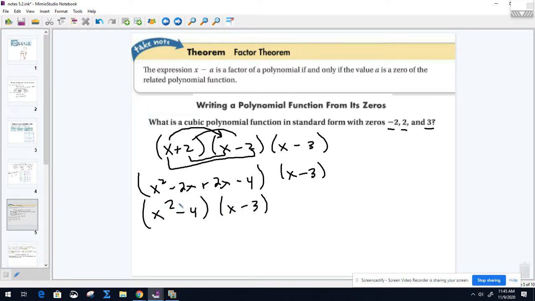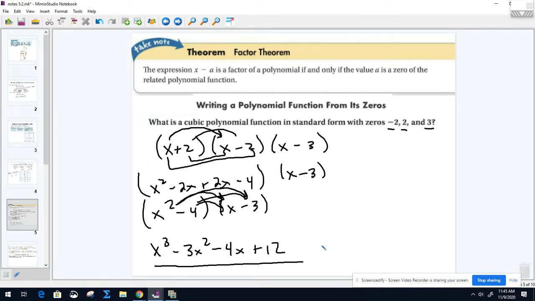So I'm going to multiply these now. X squared times x is x cubed. I'm going to multiply every term by every term. X squared times -3 is -3x squared. -4 times x is minus 4x. And -4 times -3 is a plus 12. So this would be my cubic in standard form. So you're going to be given some problems where you have given zeros, you have to write them as factors. And again, to write them as factors, you put an x in front and you change the sign.